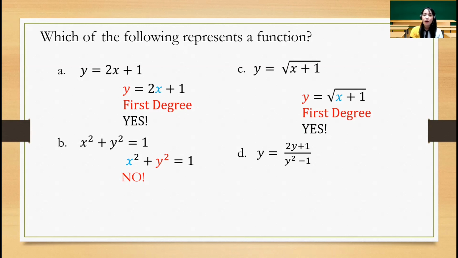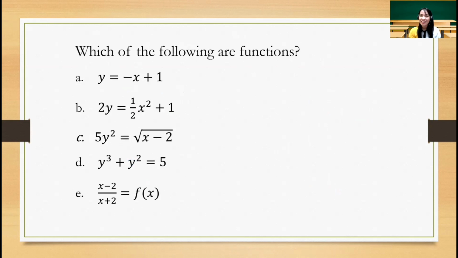What about this one? y = (2y + 1)/(y² - 1). Meron bang dalawang variable? Wala. Walang x. Y lang ang given. And also, we have y on the first degree and y on the second degree on the denominator part. Therefore, this given is not a function. Now, it's your turn. There are 5 items. Which of the following are functions? You have to consider the 2 conditions before you say if the given equation is a function or not.